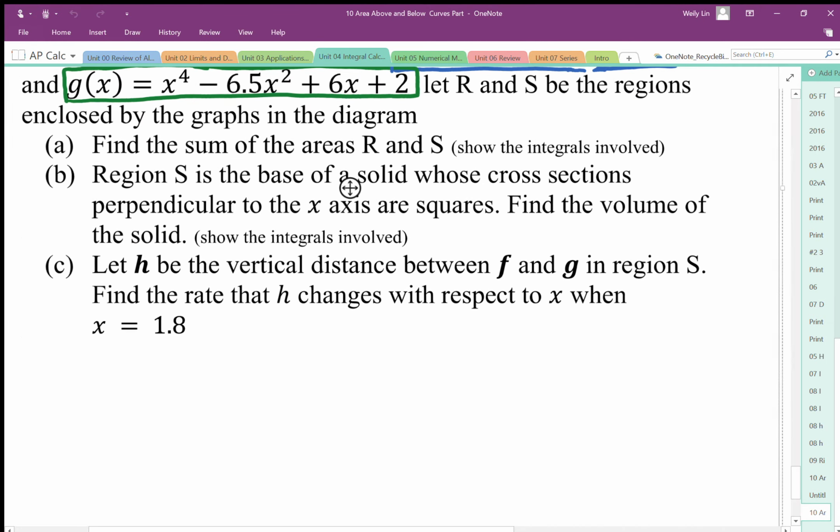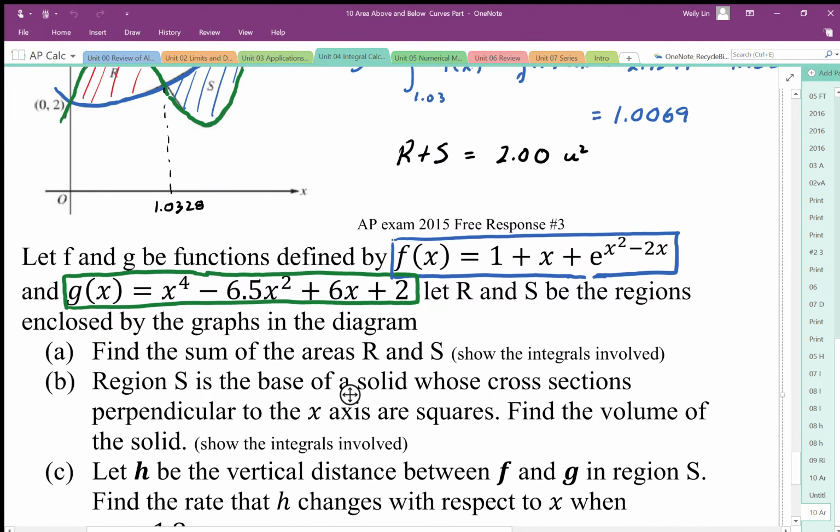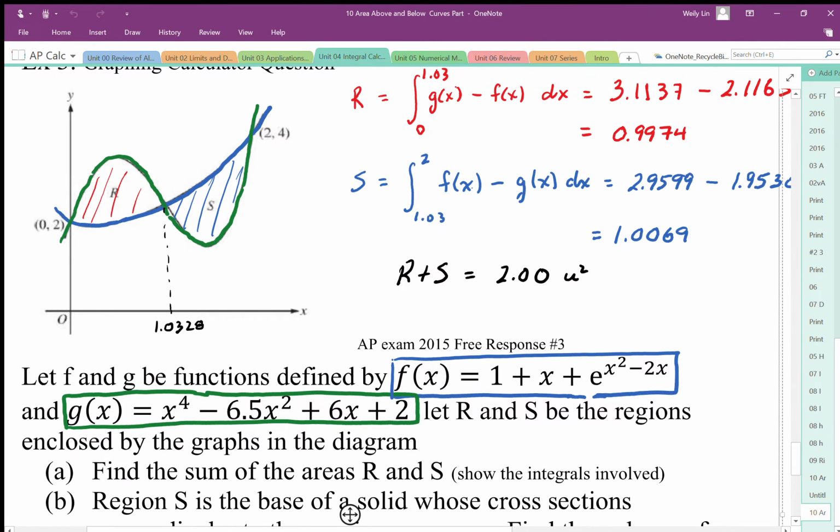Part B of this problem says, let S be the base of a solid whose cross-sections perpendicular to the x-axis are squares. Find the volume of the solid. So this is a 3D volume problem. We're going to do more of these later on, but we're just going to start practicing some of these 3D volume problems.